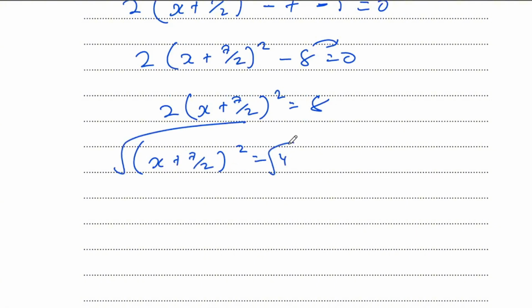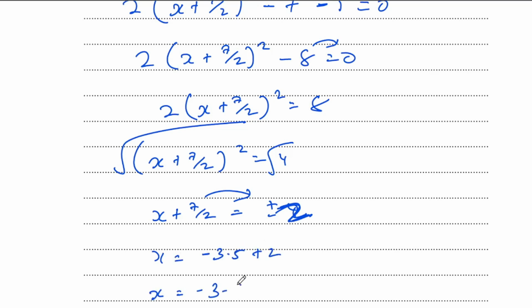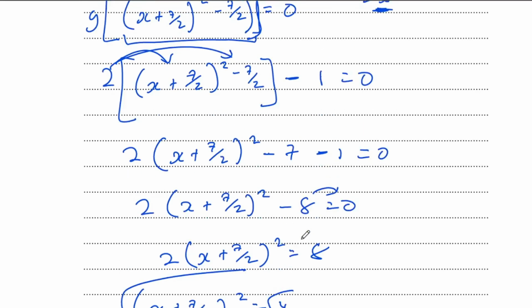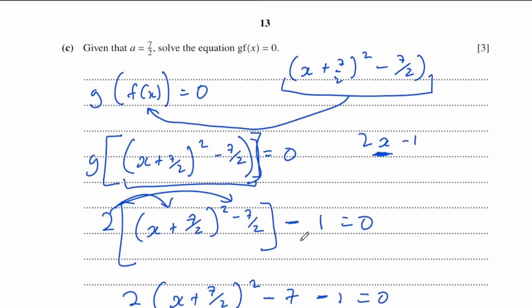Square root, x plus 7 over 2 equals plus minus 2. And then take this to the other side. x equals negative 3.5 plus 2, and x equals negative 3.5 minus 2. And with this x, you're going to get the first one to be negative 1.5 and the second one to be negative 5.5.